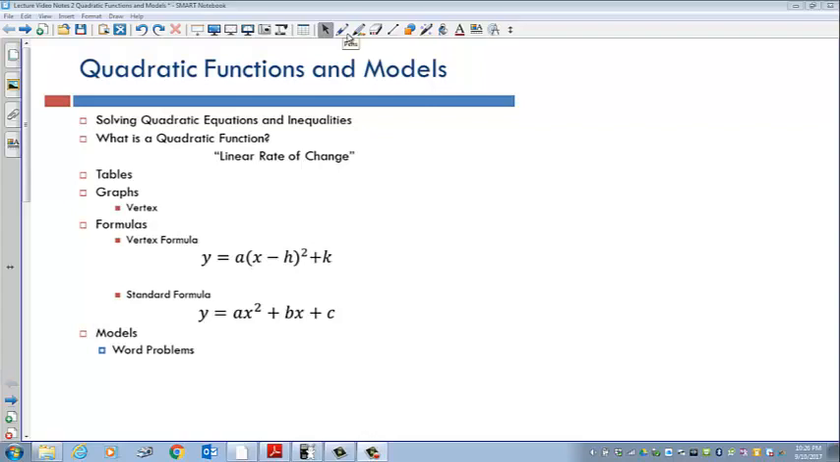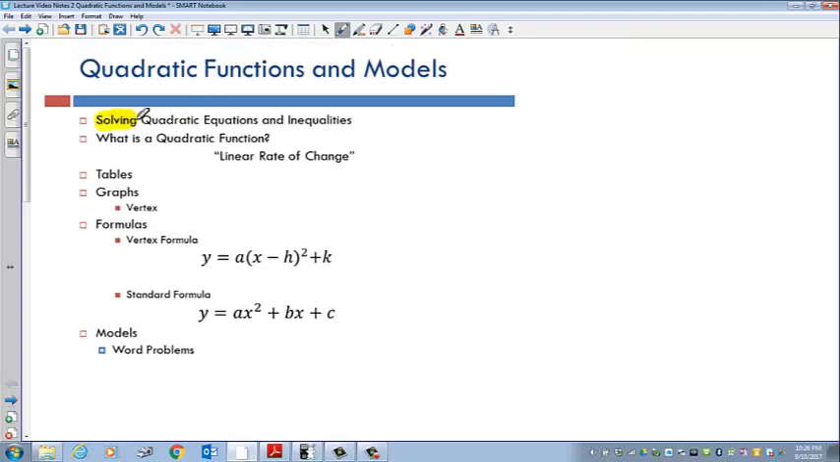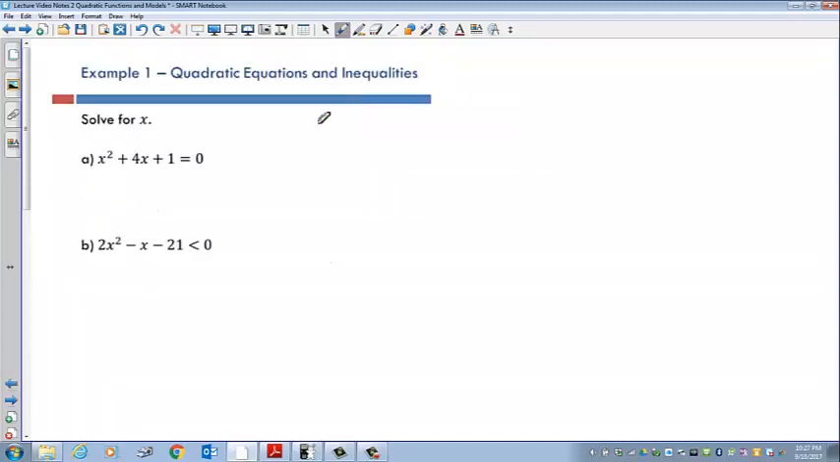So in this video we're going to talk about quadratic functions and models, and we're going to start with something that should be review, solving quadratic equations and inequalities. So let's take a look at the example here. The first example, we want to solve for x. We have this equation x squared plus 4x plus 1 is equal to 0.